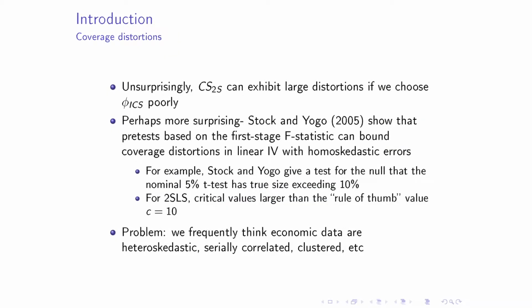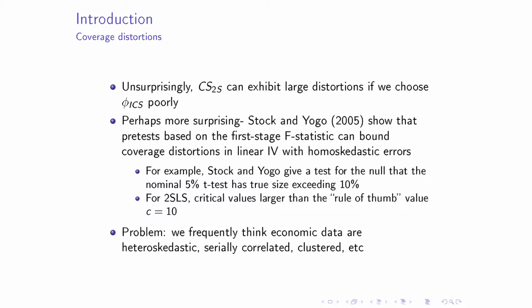Now, unsurprisingly, given all the well-known results on the problems that can arise from pretesting, two-step confidence sets can exhibit large coverage distortions if we choose this identification statistic poorly. What may be a bit more of a surprise to people not familiar with the weak instruments literature is that Stock-Yogo 2005 show that pretests based on the first stage F-statistic can actually be used to bound this sort of coverage distortions if we assume that the errors in the linear IV model are conditionally homoskedastic on the instruments.